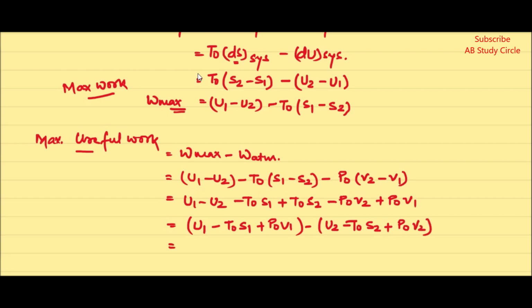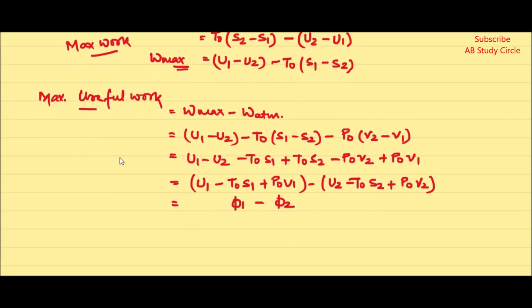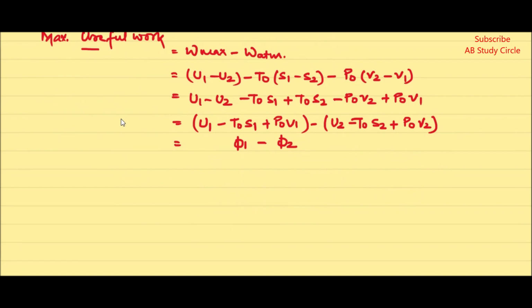So from here you can see that it is phi 1, that is the maximum work which is obtained when the system was at state 1 and it comes into equilibrium with the surrounding. You get this one as phi 1 and minus phi 2, as this one is for state 2 when it comes into equilibrium with the surrounding, and this is the change in availability, right? So from here we can generalize the availability function.